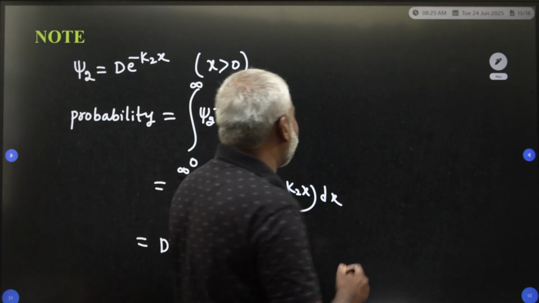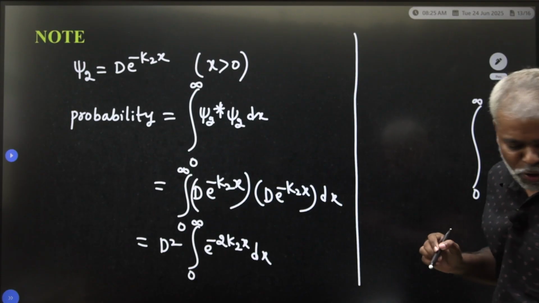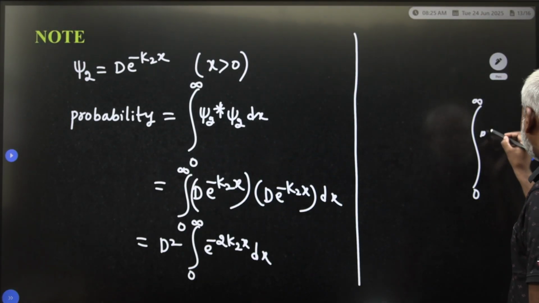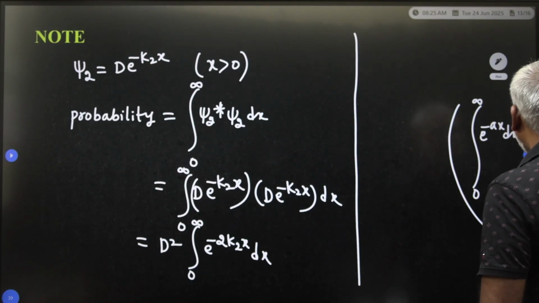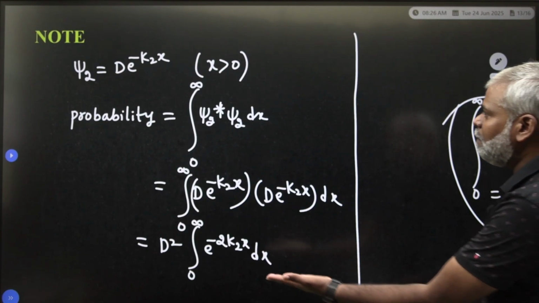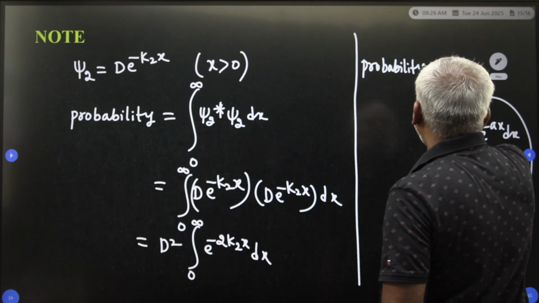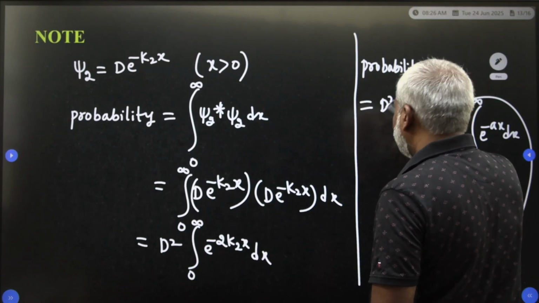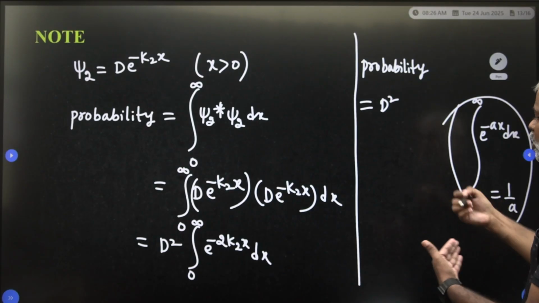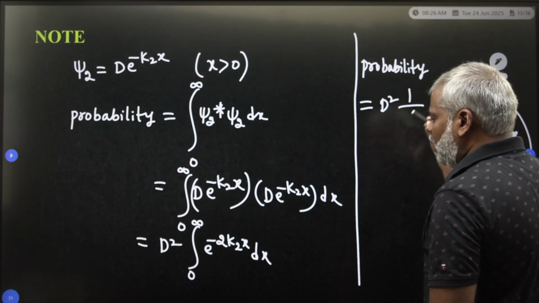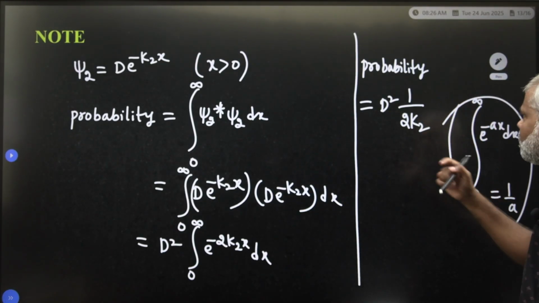But you know one standard integration formula. What is that standard formula? The integral from 0 to infinity of e^(-ax) dx is equal to 1 by a. This is your standard integration formula. Based on it, the probability is D squared times 1 by a, where a is 2k2, so D squared divided by 2k2.